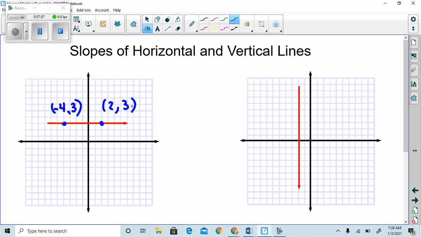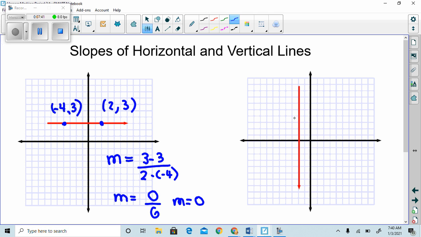So now let's show using the slope formula. Change in y over change in x. 3 minus 3 over 2 minus a negative 4. This is going to give me 0 over 6, so my slope is 0. And think about it. This line is going straight across, not up, not down. There's no incline or decline. It has a 0 slope.